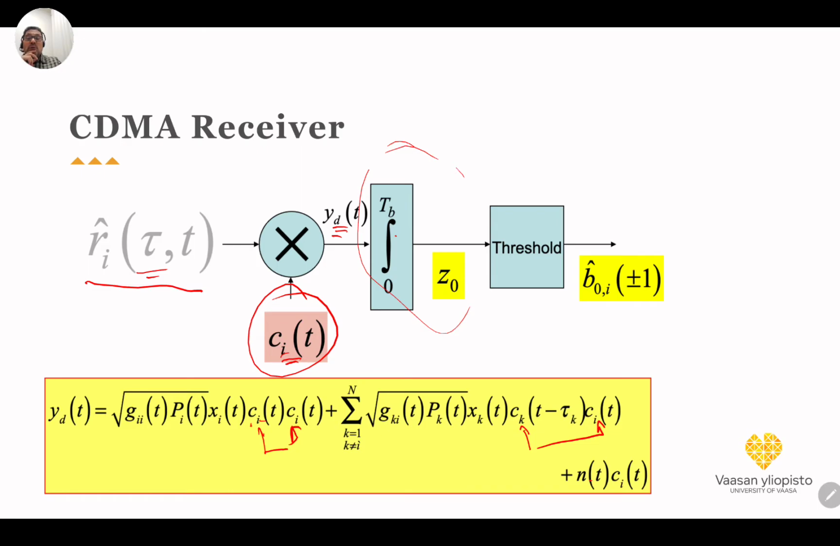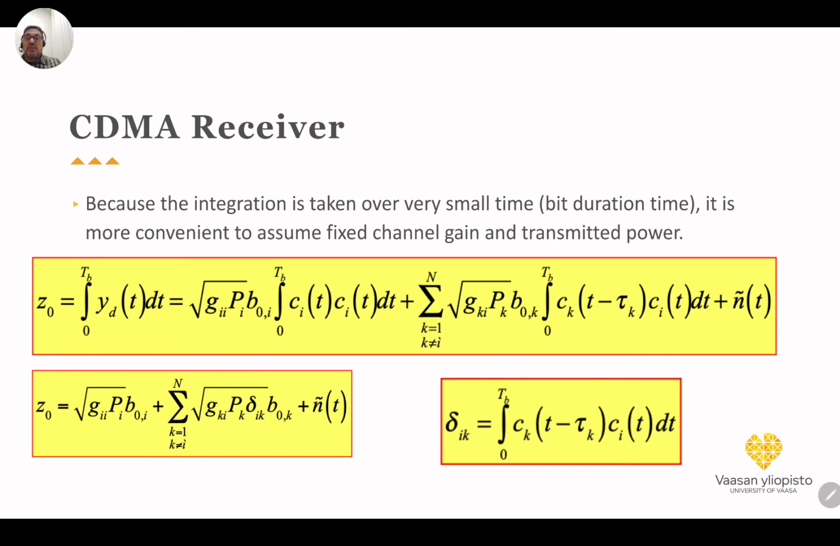Now what will happen after the integration? As you can see, after the integration we have the integration of Ci times Ci, and the integration of Ck times Ci, which is equal to delta ij, as we saw before, and this equals 1. So the result will be the square root of Jii, the channel gain between transmitter i and receiver i, times the power Bi, assuming that the power within 1 bit is fixed.